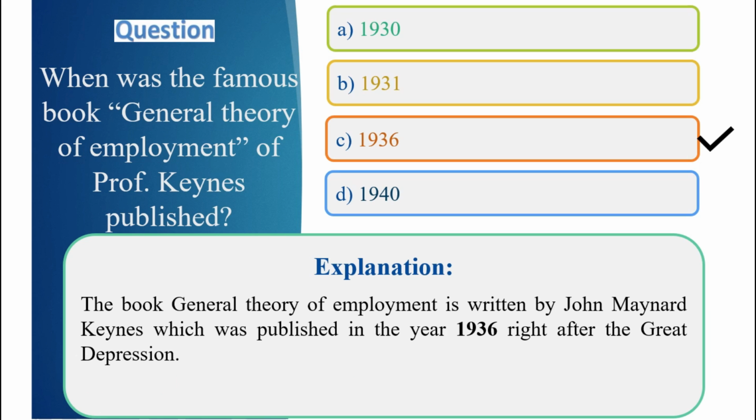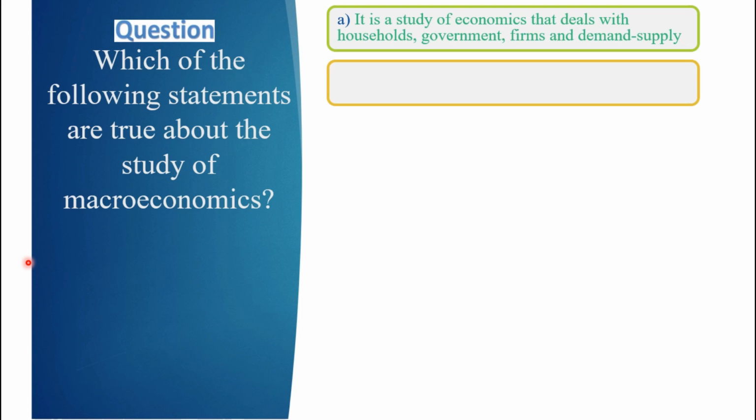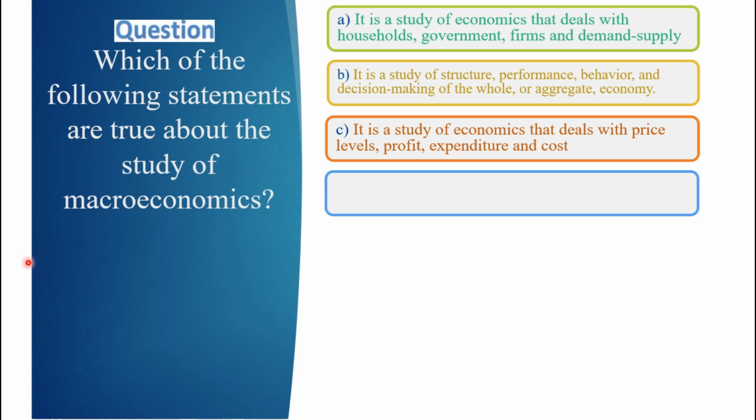Our next question is: which of the following statements is true about the study of macroeconomics? Option number 1, it is a study of economics that deals with household, government, firms and demand supply. Option number 2, it is a study of structure, performance, behavior and decision making of the whole or aggregate economy. Option number C, it is a study of economics that deals with the price level, profit, expenditure and cost. And option number D, none of the above. And the correct answer for this question is option number B.